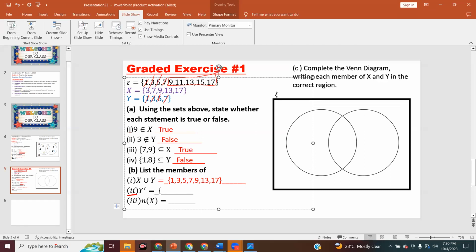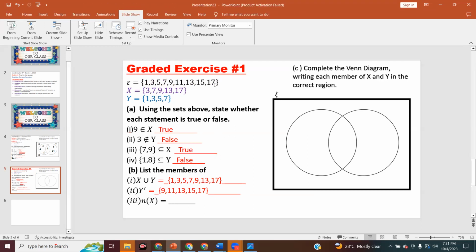So you do not include any elements of Y, so it's going to be 9, 11, 13, 15, and what else? 17. Does that make sense? Good. How many other persons got this right? I did. Very good. 9, 11, 13, 15, and 17. So we cannot include any of the elements in Y.